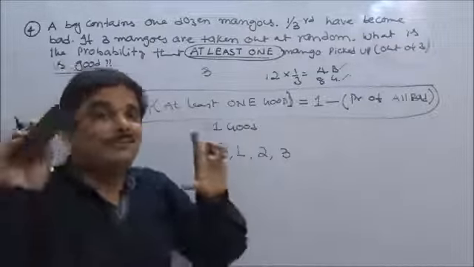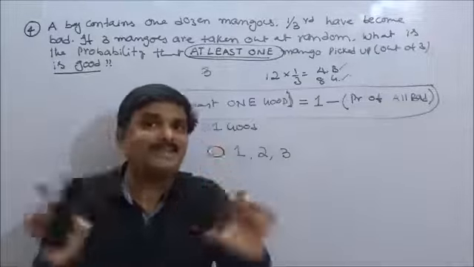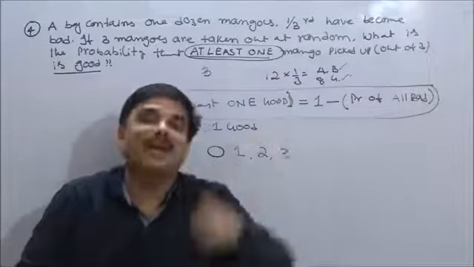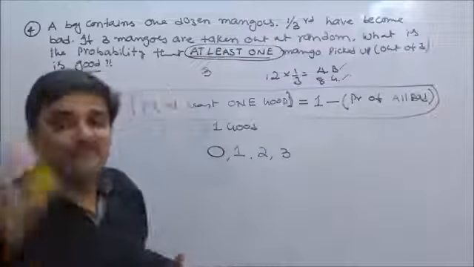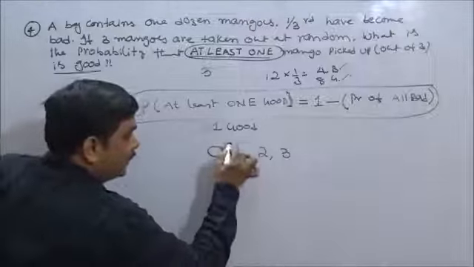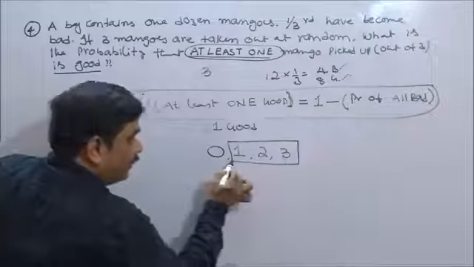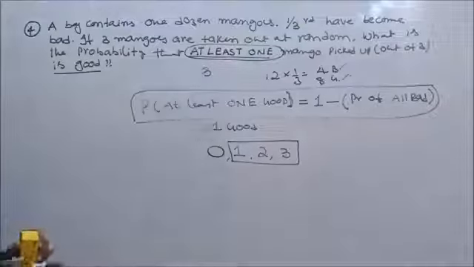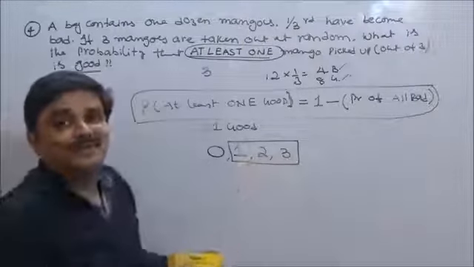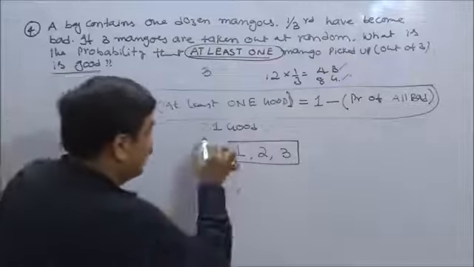Now, I need to find out at least one good. At least one good means 1 or more than 1. When it is the question of 1 or more than 1, I need to consider this only. 1 or more than 1 means it can be 1 or 2 or 3. Yes or no? What are the total possibilities?